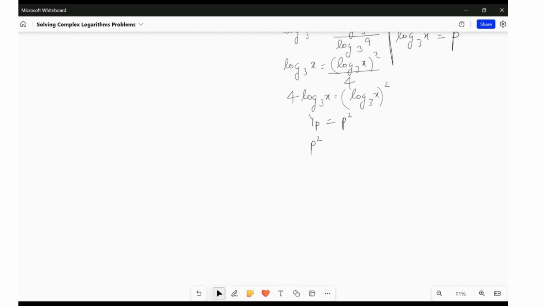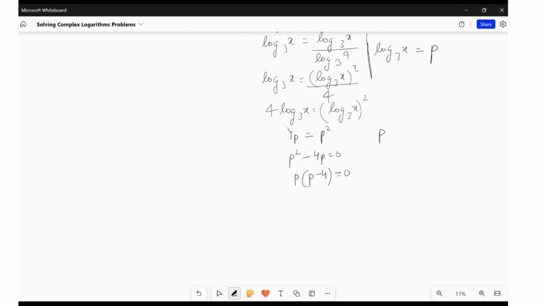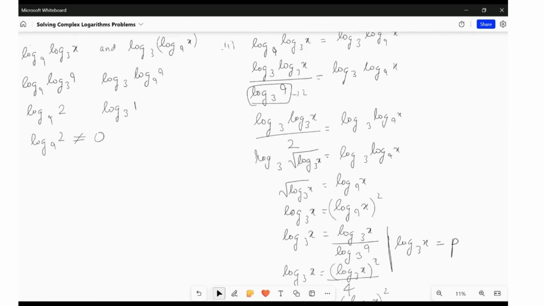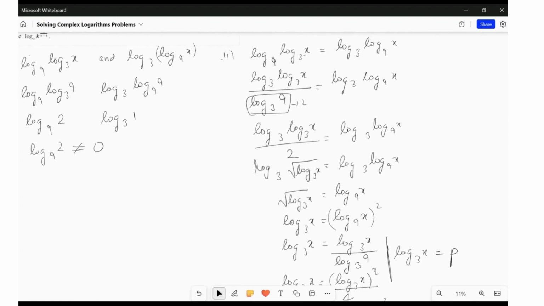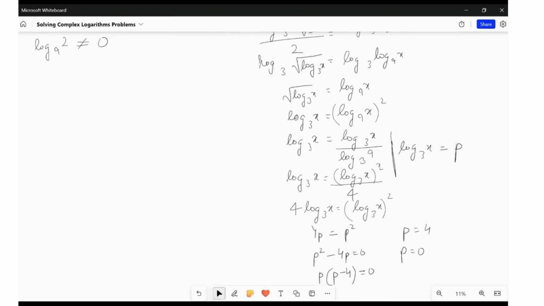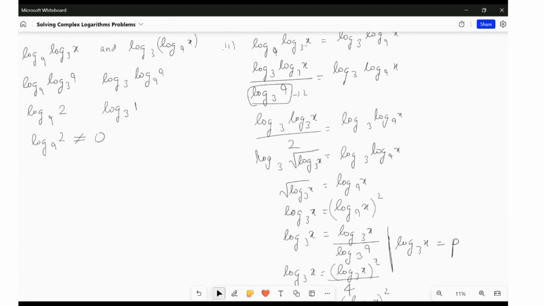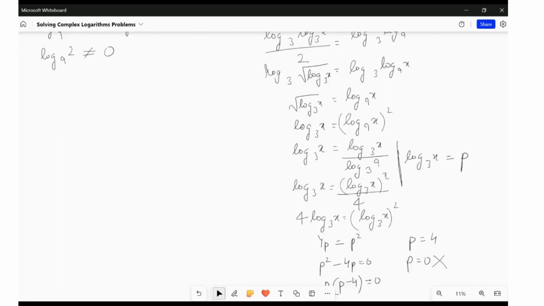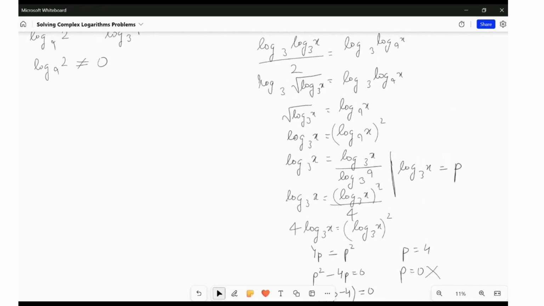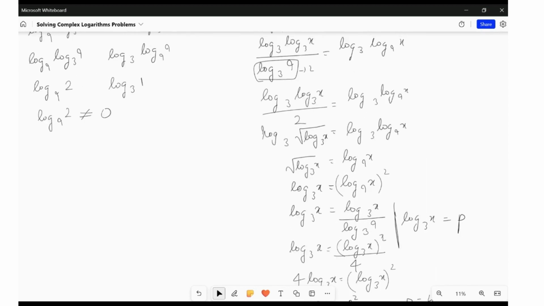So p square minus 4p is 0. It again became a quadratic equation. So p can either be 4 or p can be 0. But p can't be 0. The logic is that if we put 0 here, it just becomes undefined. So p can't be 0, because anything raised to the power of something is always positive and can never be 0. So p is equal to 4.